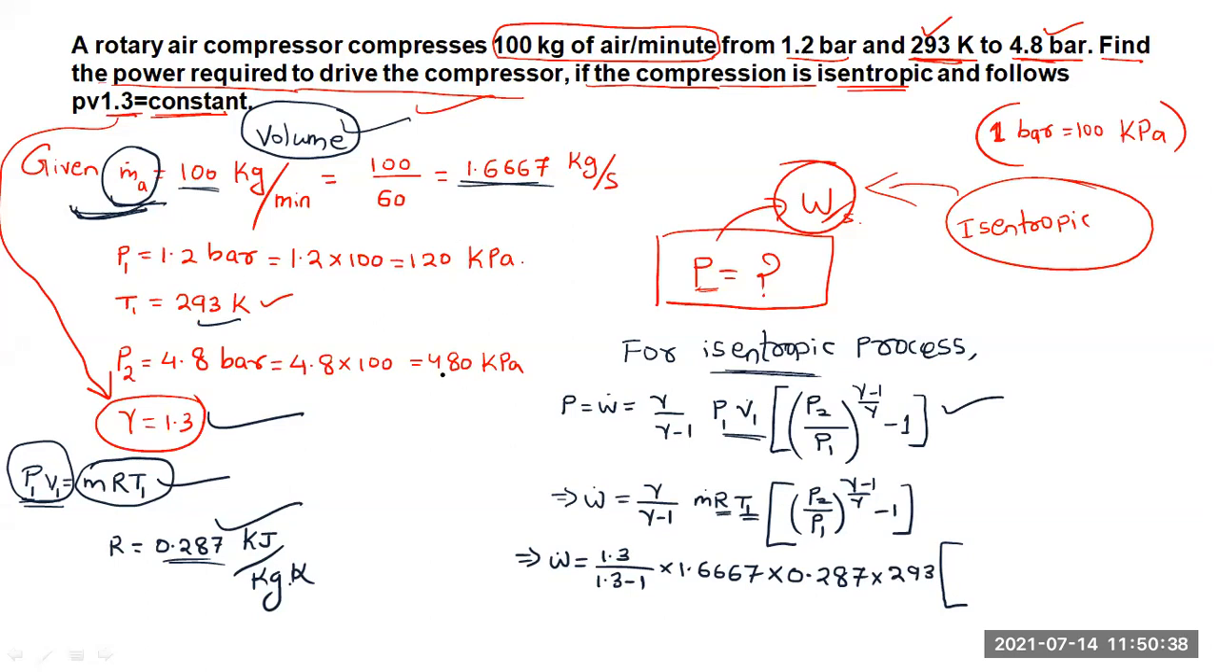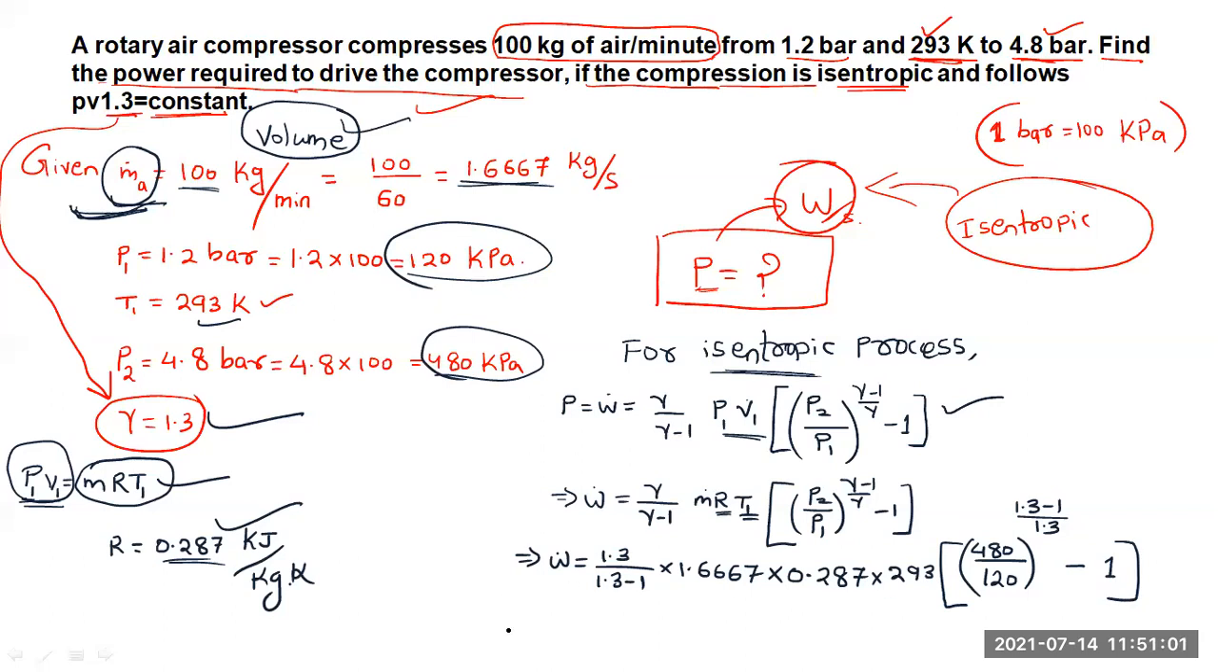Then P2 by P1: P2 is 480 and P1 is 120, so 480 divided by 120, whole to the power (gamma minus 1) by gamma. Gamma is 1.3, so (1.3 minus 1) by 1.3. Now simply solve this and we will get the power or work done per second. This answer we will get in kilowatts.